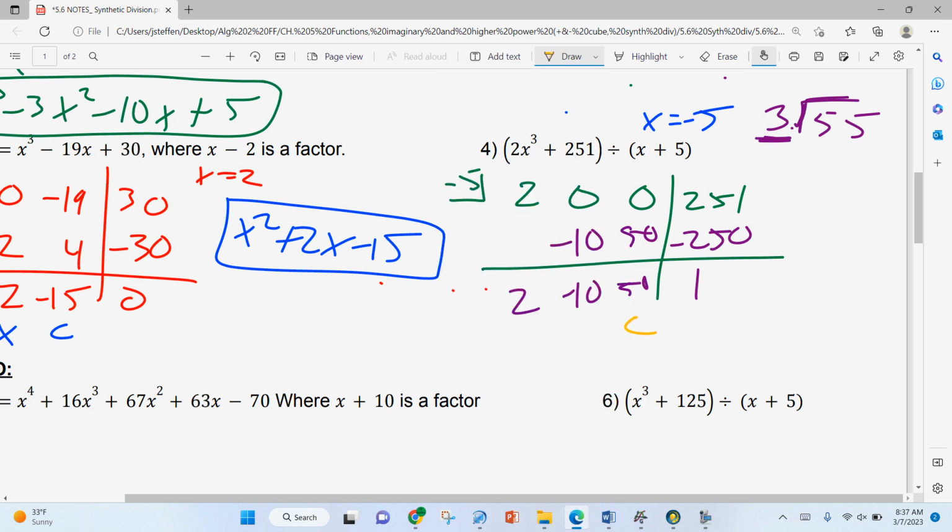we still have our constant, our x, and our x squared. So we still have 2x squared minus 10x plus 50. But then you're going to have plus, and you're always going to have a plus, and don't make this harder than it is. The hard part is remembering it. Your remainder is 1, so we put that as a numerator, and your denominator, you always put the binomial that you're dividing by.